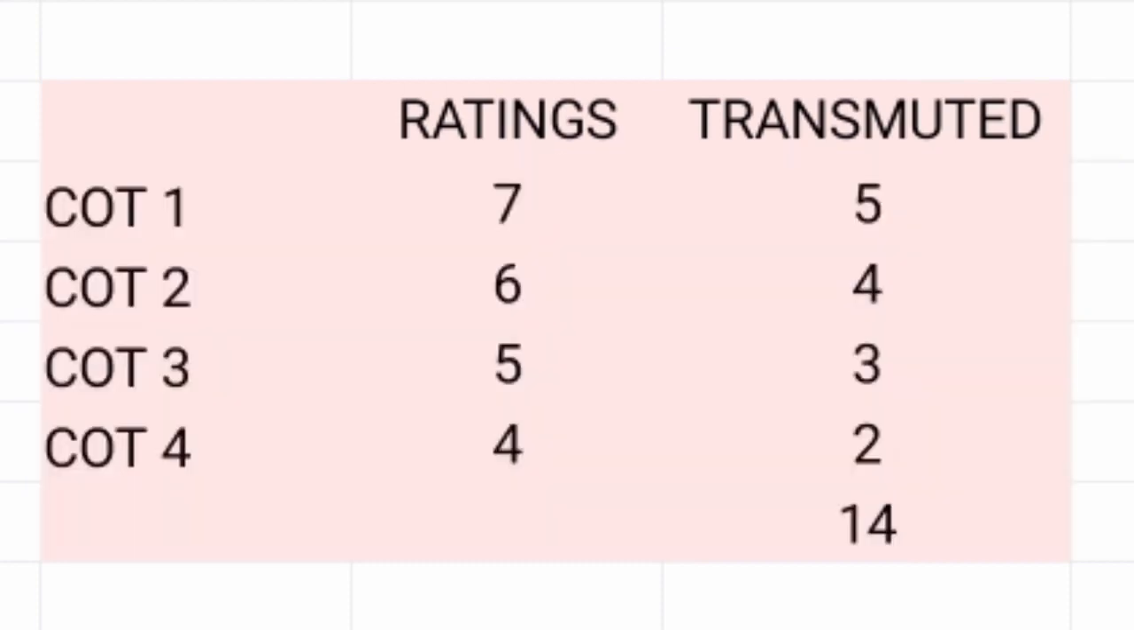Halimbawa sa objective number 1, ito ang mga naging nota ko sa 4 na COT. Halimbawa COT 1 ay 7 ako, sa 2 ay 6, sa 3 ay 5, sa 4 ay 4. So meron akong 4 na COT. Itatransmute ko siya gamit yung RPMS 5-point rating scale. Ito yung lumabas: 5, 4, 3, at 2 at ipa-plus ko lahat ng iyan. So 5 plus 4 plus 3 plus 2 is 14.